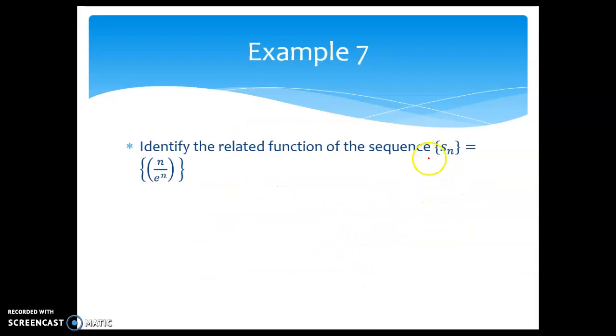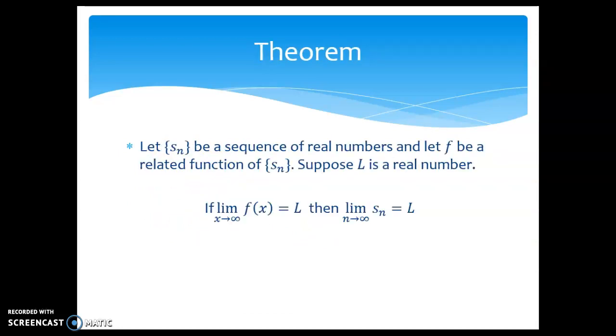So identify the related function of this. The related function f of x should be equal to x over e to the x. So wherever I have n, I substituted n for x. So theorem: let S of n be a sequence, and the related function of that sequence is f. If the limit of f of x is equal to L, that means the limit of S of n would also be equal to L.